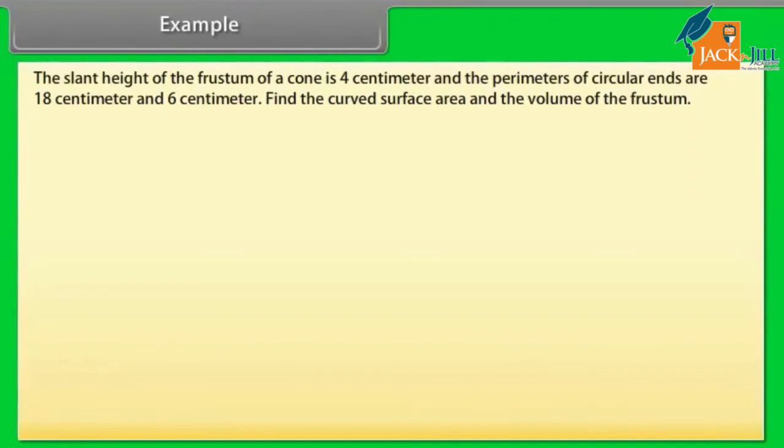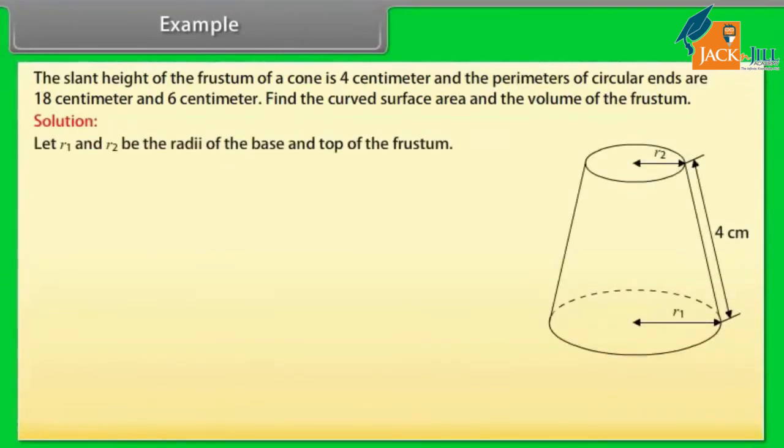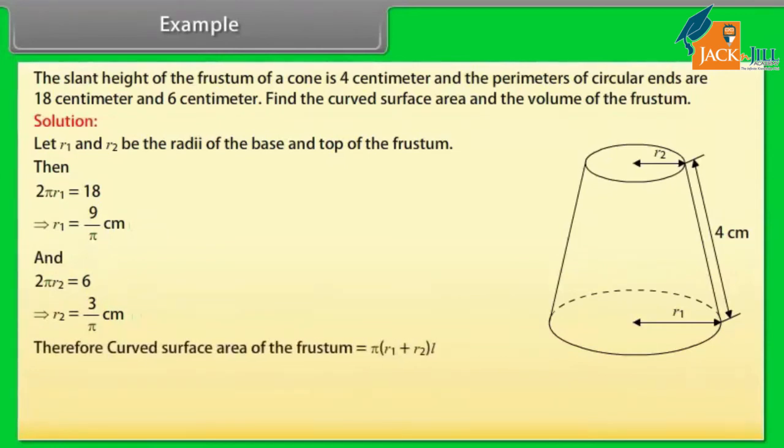Example: the slant height of the frustum of a cone is 4 cm and the perimeters of circular ends are 18 cm and 6 cm. Find the curved surface area and the volume of the frustum. Solution: let R1 and R2 be the radii of the base and top of the frustum. Then 2 pi R1 equals 18, which implies R1 is equal to 9 upon pi centimeter, and 2 pi R2 is equal to 6, which implies R2 is equal to 3 upon pi centimeter. Therefore, curved surface area of the frustum is equal to pi into R1 plus R2 into L, which equals pi into 4 into 9 upon pi plus 3 upon pi centimeter square, which equals 48 centimeters square.